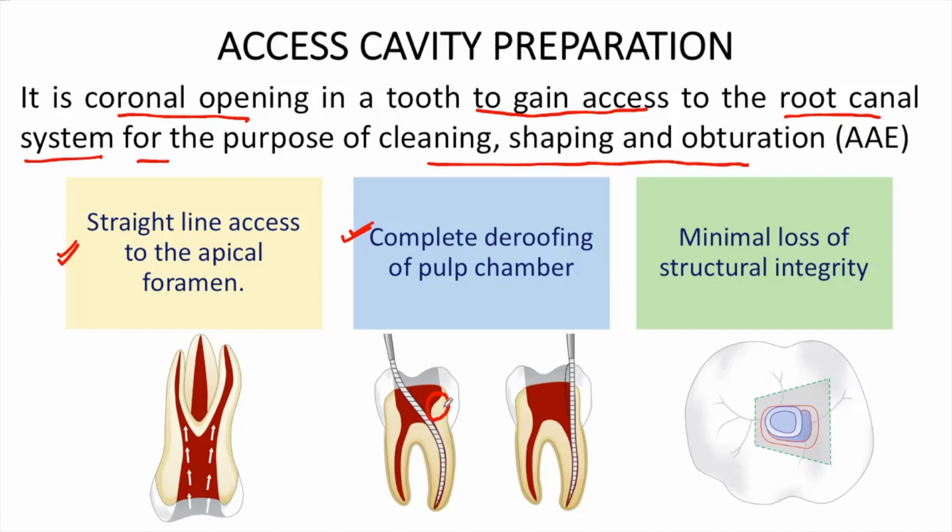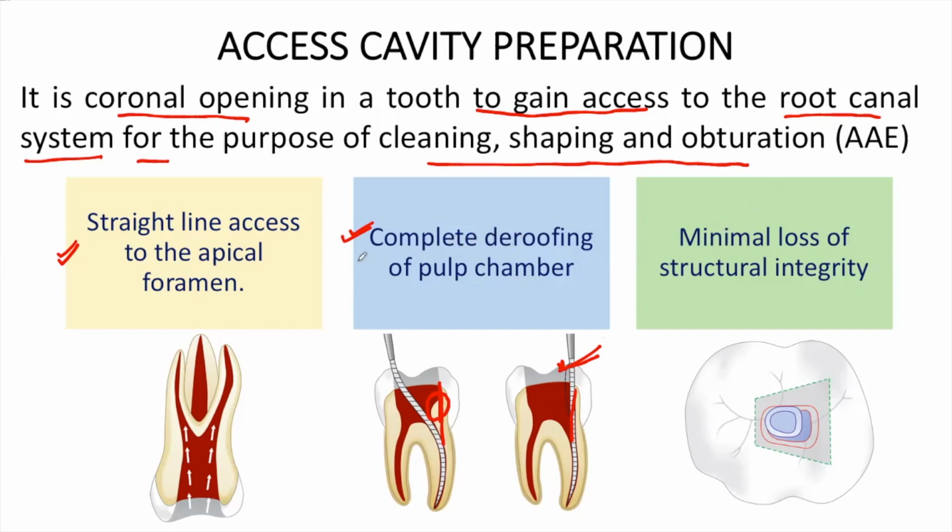For example, if we remove this dentinal shelf, our access cavity will be like this. So this is the final shape, and see the difference. We have straight line access to the apical foramina. We have improved visibility. The instrument is not getting deflected, and there is complete debridement of the pulp chamber. So we should do complete deroofing of the pulp chamber.